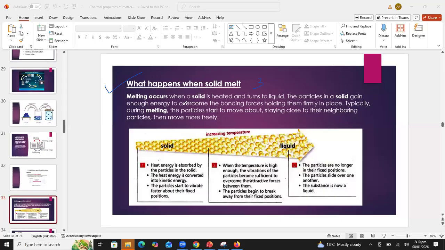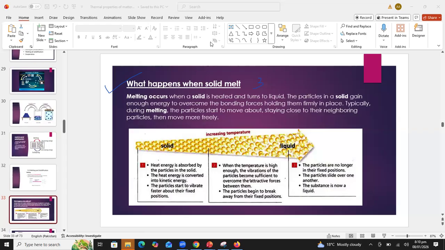Now you can see, students, melting occurs when the solid is heated. These are the atoms of the solid, closely packed together. When we supply heat energy to the solid, the solid atoms start to vibrate about their mean position. After gaining the heat energy, they vibrate and move here and there rapidly, so their kinetic energy is increasing. The heat energy which the solid absorbs is converted into kinetic energy, because the molecules start to vibrate. The particles vibrate faster about their fixed position.